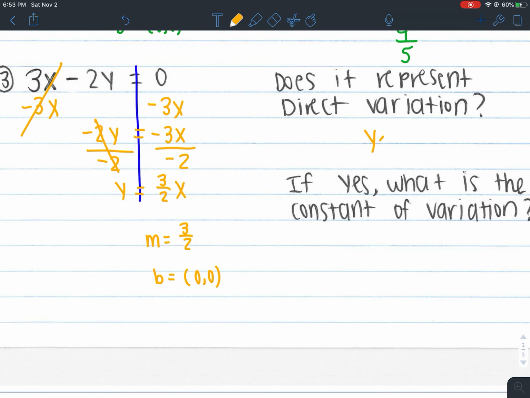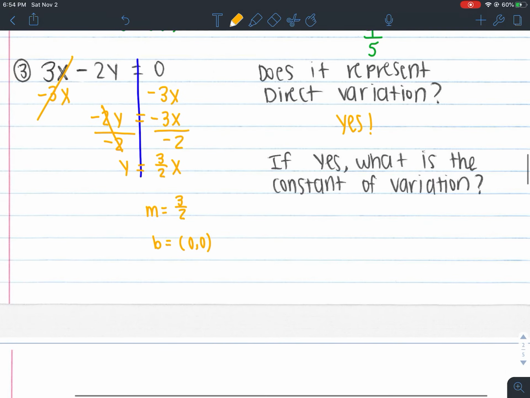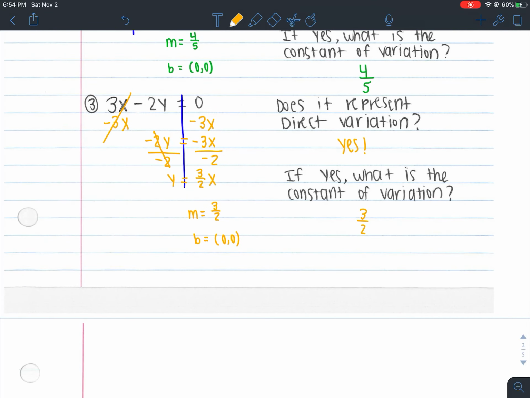So, does this represent direct variation? Yes. Remember, if it has a y-intercept of 0, 0, that's direct variation. That's all that matters when I'm talking about equations and graphs. So, if I said yes, what is the constant of variation? You want to remember that the constant of variation acts like the slope, okay? It acts like the slope. So, what is our slope in this problem? 3 over 2.